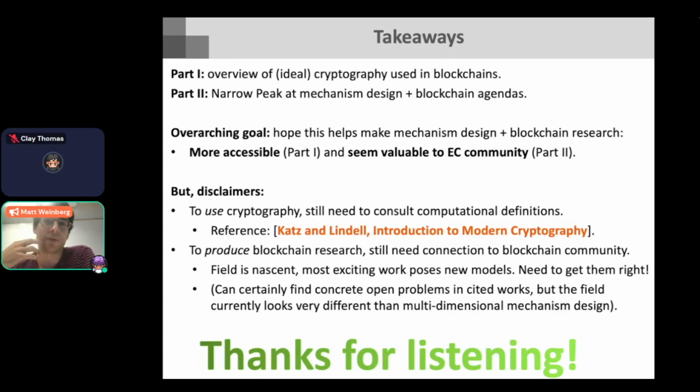I think that a lot of the work right now is on getting the models right. And there are some concrete open problems in the papers I cited, but it is definitely a tough field to do research in without some connection to the community. But that is possible. So okay, that was it.